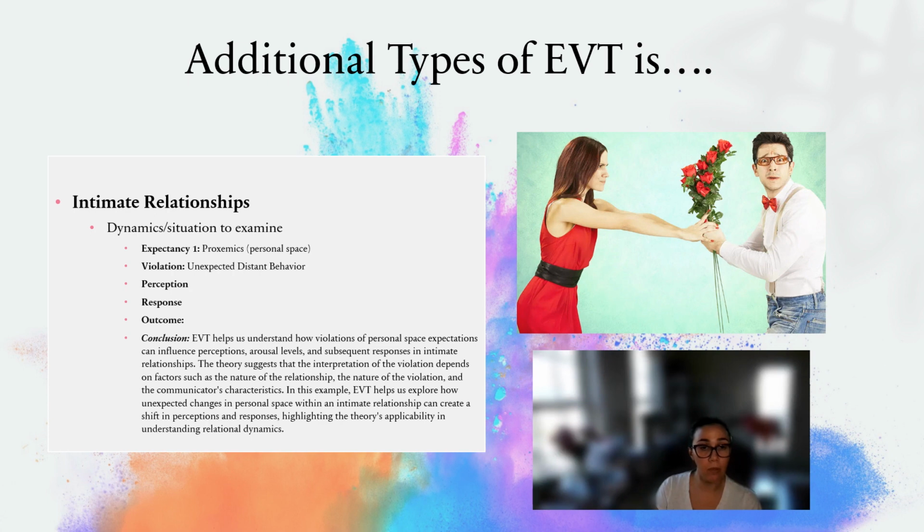So our first example for the expectation violation theory is intimate relationships. I'm sure we've all had at least one. And it's very easy to understand once we go through this how those expectations can get violated. So we're going to start with intimate relationships. The dynamics and situation here is that, let's imagine we have a couple, Sarah and Alex. They have been in a committed relationship for several years. They have established certain expectations and norms regarding their personal space, boundaries, communication patterns, and behaviors within their relationship.